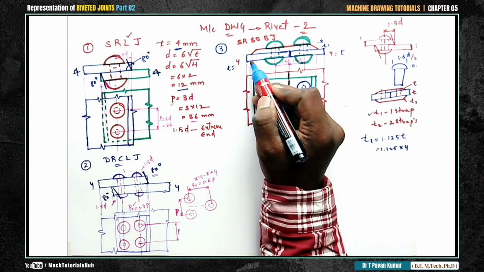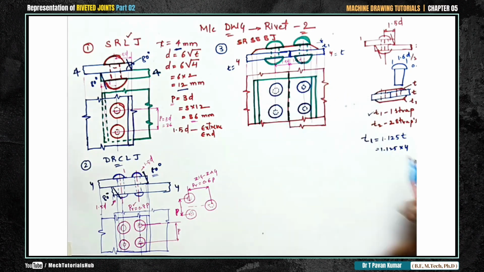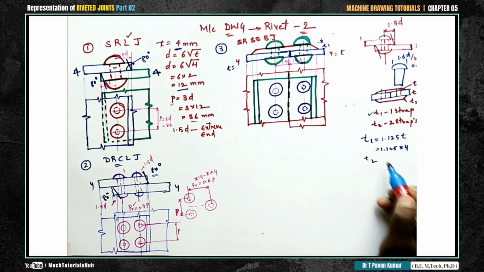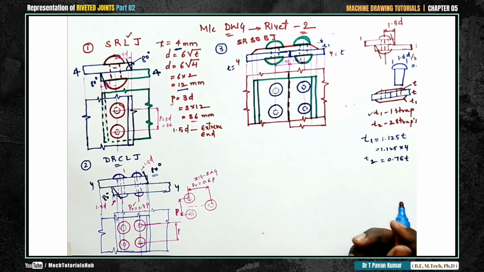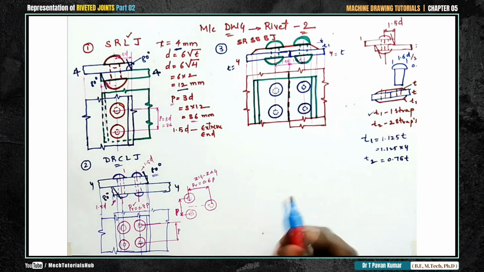Okay. If you take one more strap below, then you need to consider T2 also. Above and below T2, there won't be any T1. T2 is equal to, again there is a formula for that, 7.5 T. We have discussed earlier in the lecture of rivets. Okay, first lecture of rivets.